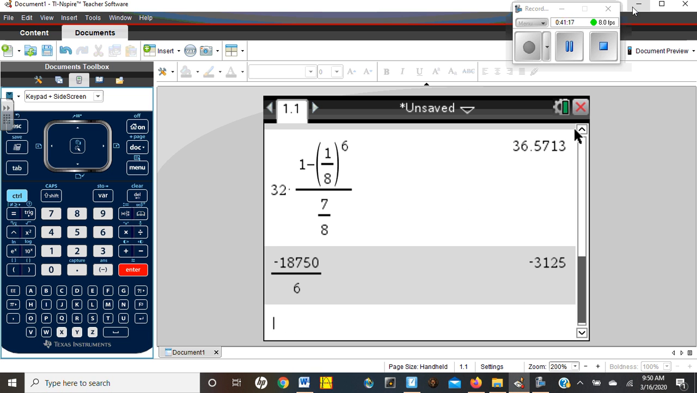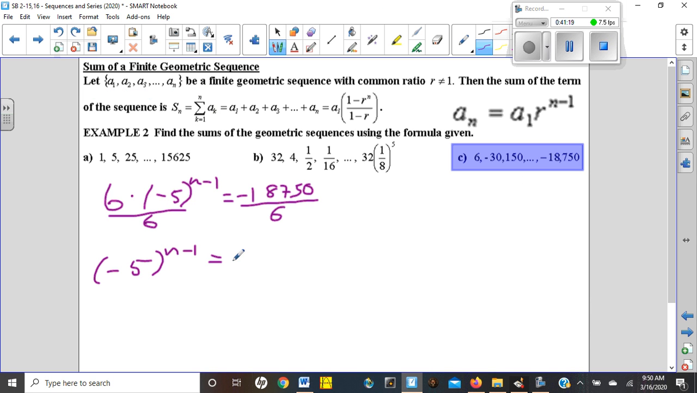Negative 3125. All right. So here's where things get a little weird. If I convert this into a logarithmic relationship right now, log base negative 5, well, we can't have negative bases in our logarithms. We also can't have negative arguments in our logarithms. And you can see that this whole thing has just blown up.